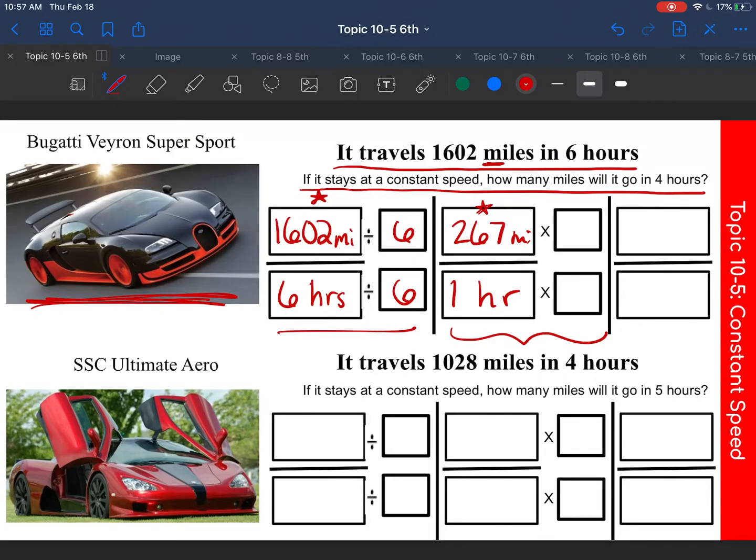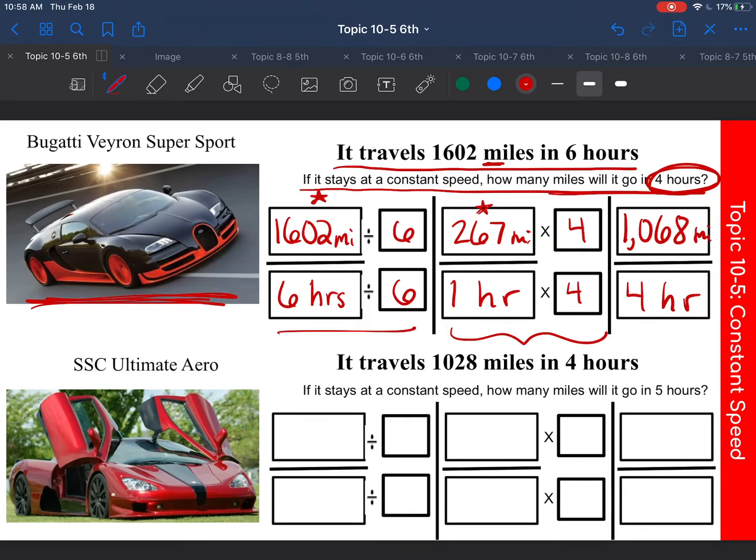So now that we have that unit rate, or the constant speed, we can find how many miles it will go in 4 hours. We want to get to 4 hours, meaning that we multiply by 4. So we can calculate that problem, 267 times 4. And in 4 hours, it goes 1,068 miles.